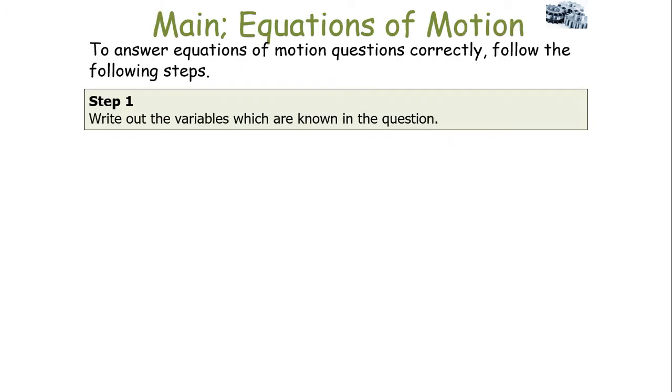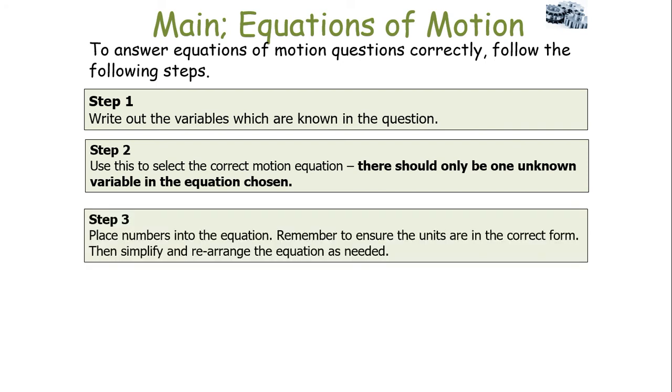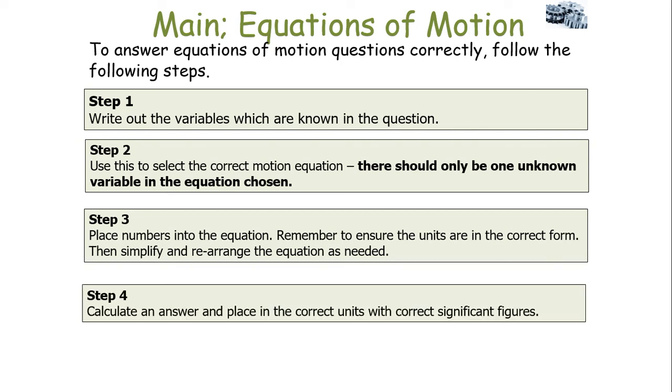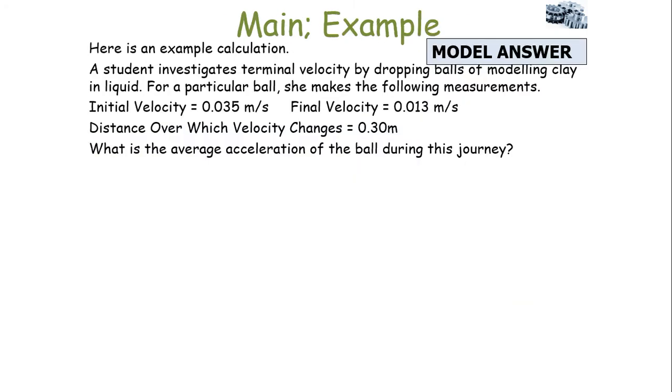So, how do you use this equation correctly? Step 1, write out the variables that are known in the question. Step 2, select the correct equation. There should only be one unknown variable in the equation you've chosen. Then place the numbers in the equation, make sure the units are in the correct form, simplify and rearrange the equation as needed, calculate an answer, place in the correct units with the correct significant figures, and remember our assumption that the acceleration has to be constant. So let's have a look at an example.